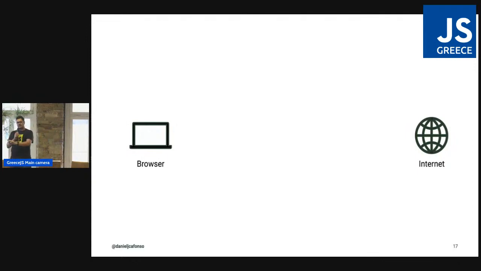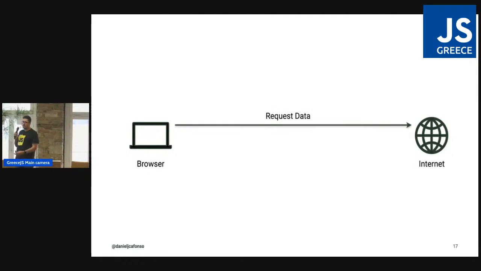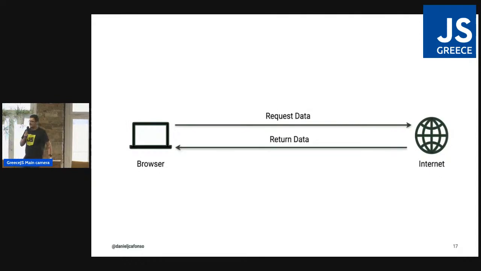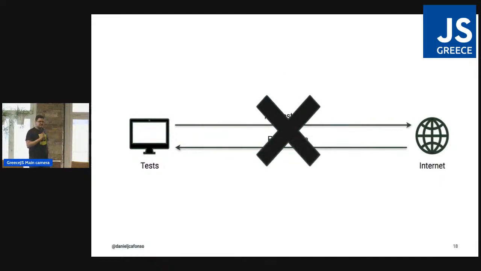So what happens typically when you want to get the data? You have your browser, and then your browser does a request to the internet, and the internet sends you back the data. Now, this happens typically in an application, but if you're talking about your tests, especially in unit and integration tests, you don't want this to happen. So you have to find a different way to deal with this.